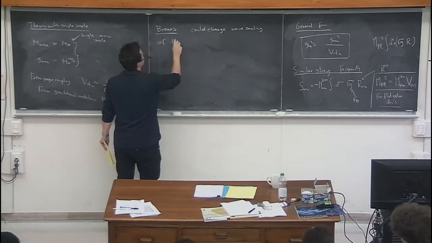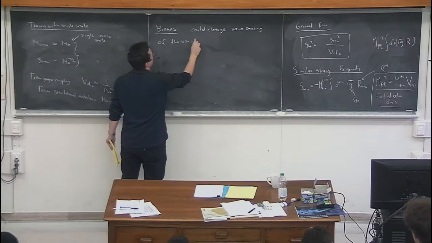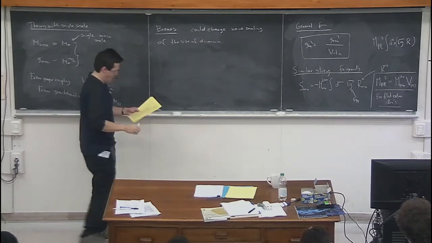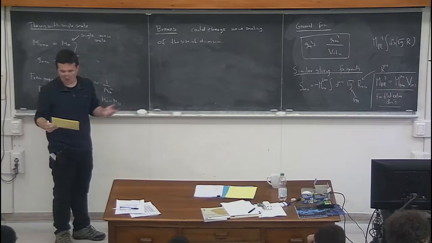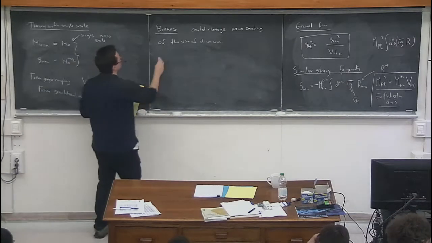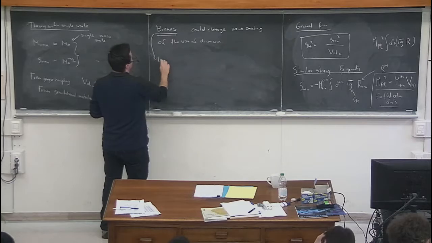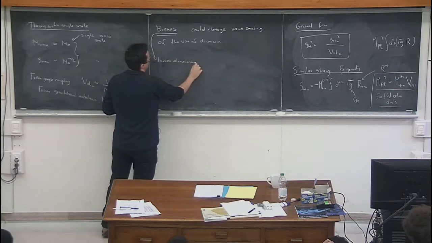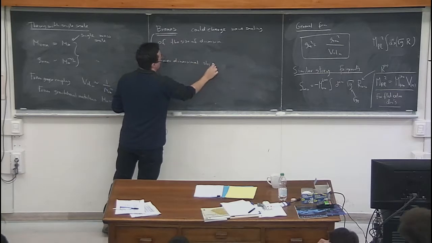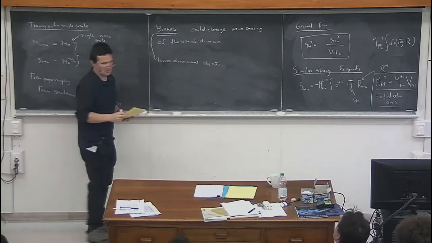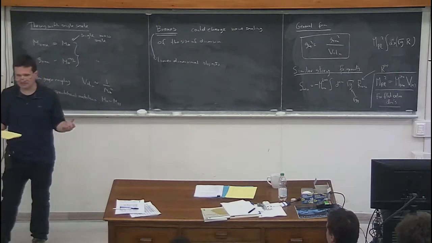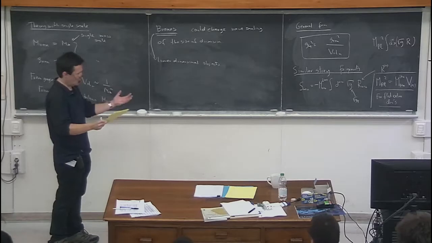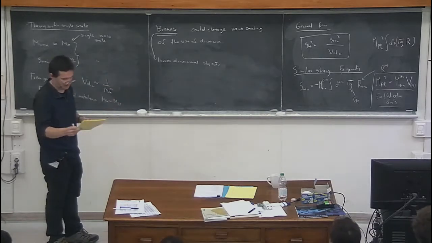Of the size of the dimensions. So branes are lower dimensional objects. Yes, so these are lower dimensional objects. And you can, in field theory, sometimes objects like this show up as solitons of the theory. In string theory, they show up as more fundamental objects called D-branes.